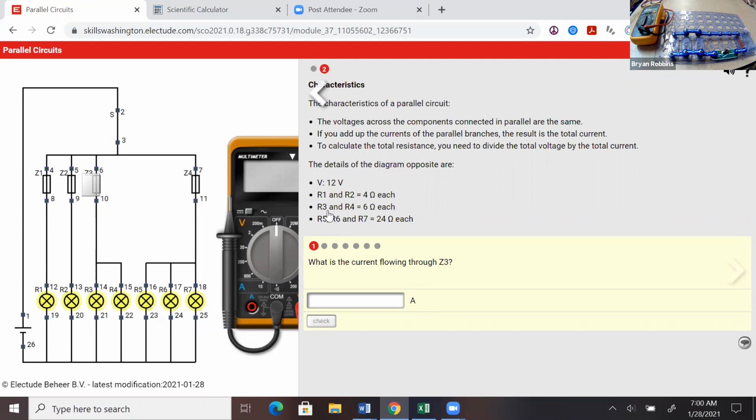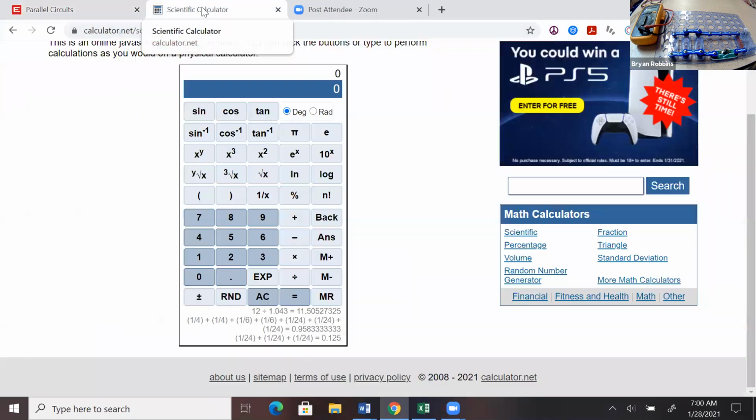If we look at our little chart up here, it says that the resistance through R3 and R4 is 6 ohms each. So we've got a quick little formula that we can use to find out what the total resistance through the circuit is. We'll just put in, remember it was 6 ohms each, so 6, then hit the inverse button, plus 6, hit the inverse button, equals, and then we want to inverse one more time, and we get the number 3.